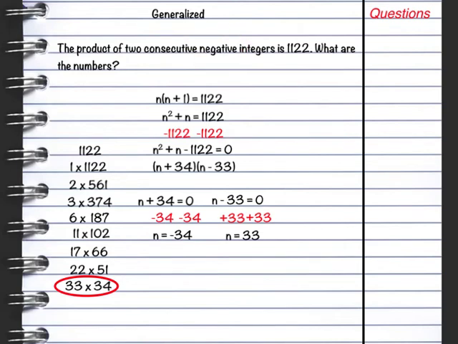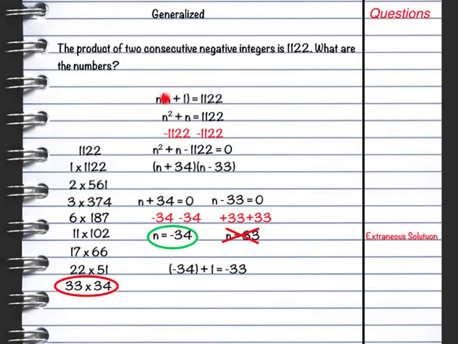So when I'm looking at that piece, the negative 34 does work, but the positive 33 is not going to work. That's going to be known as my extraneous solution because I can't have a positive number, I need a negative number. So I'm going to start with negative 34. I'm going to plug it back into my equation. Negative 34 plus 1 is going to be equal to negative 33.